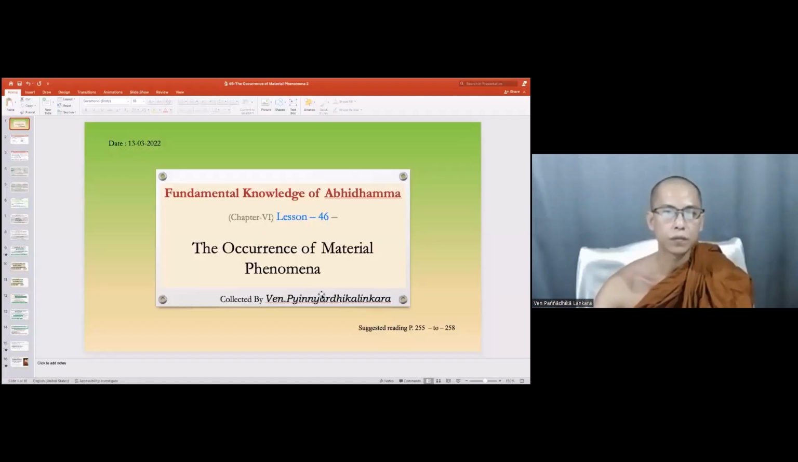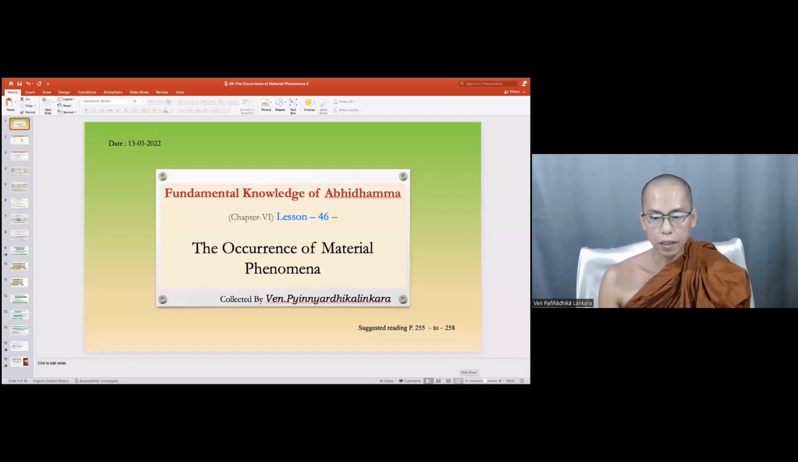Regarding chapter 6, studying about the material phenomena, we have already studied the enumeration of material phenomena. And we also studied how to classify the material phenomena into different types, and we studied the origination of the material phenomena, and also about the cluster.